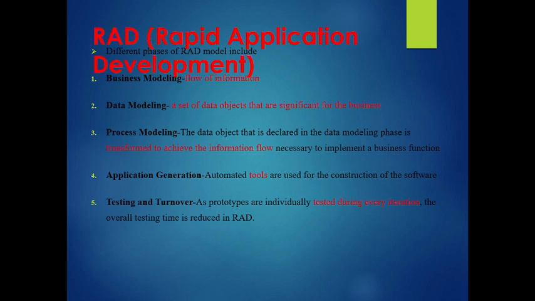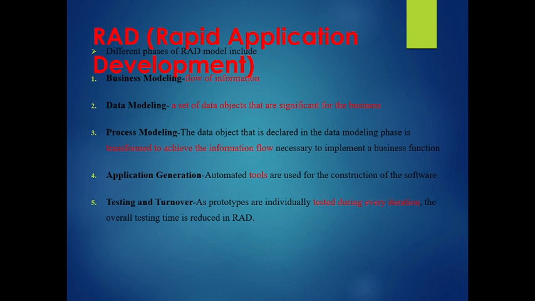Next model is RAD, Rapid Application Development Model. This model includes different phases like business modeling, data modeling, process modeling. Business modeling provides a flow of information and the data modeling provides a set of data objects that are significant for the business. Process modeling means the data object that is declared in the data modeling phase is transformed to achieve the information flow necessary to implement a business function.